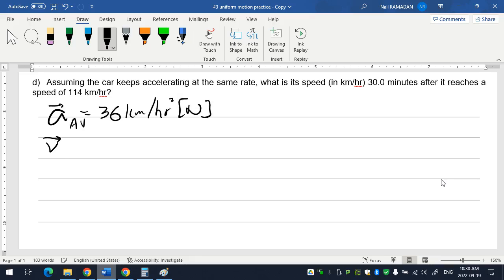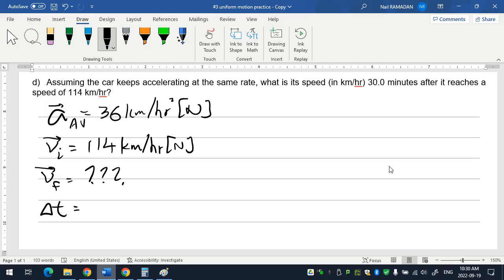V initial, how much is V initial now? It's the final phase of the problem. What am I starting from? 114, which used to be my very final velocity, but not anymore. 114 kilometers per hour north. What's my V final now? Do I know it or not? Question marks. What's my time?